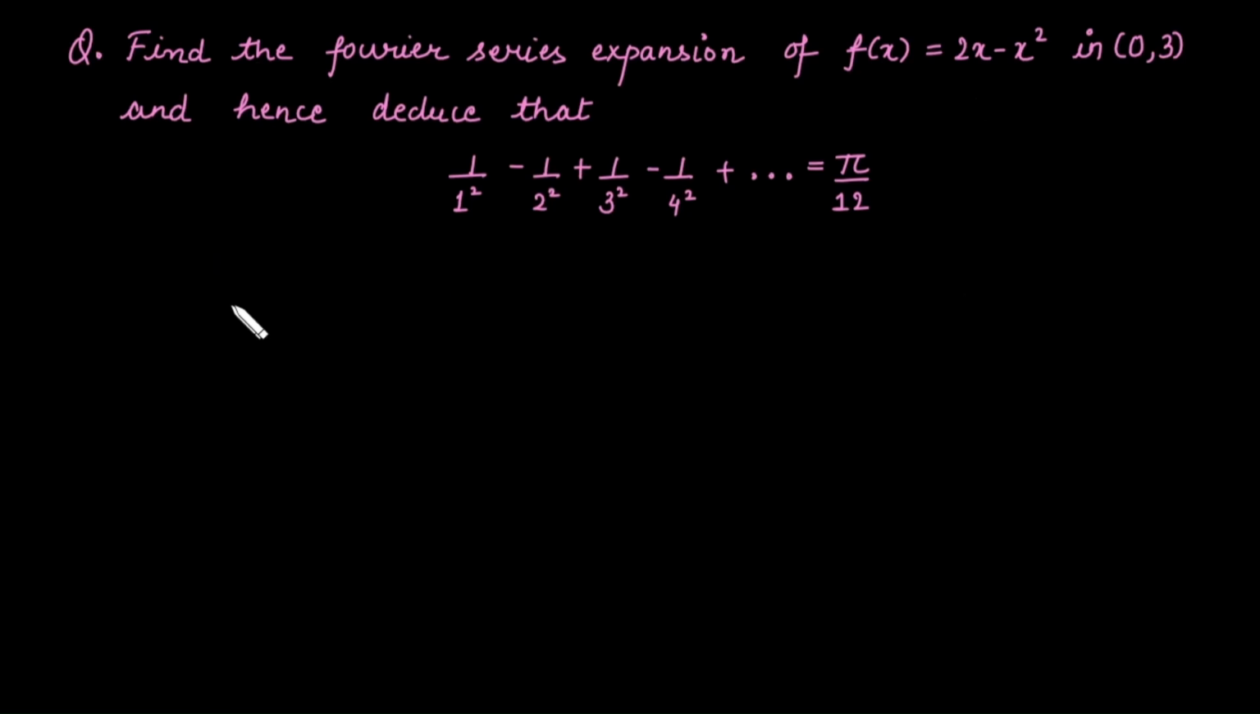In this video, we are going to learn the Fourier series expansion for a function in the interval 0 to 3, and after that we will reduce this expression. First thing, we need to observe the function. The function in this case is equal to 2x minus x square, and the interval is given as 0 to 3.